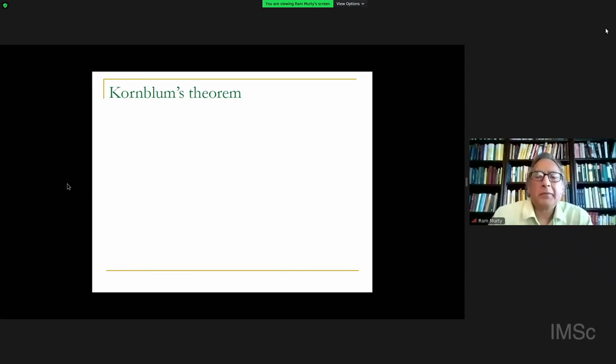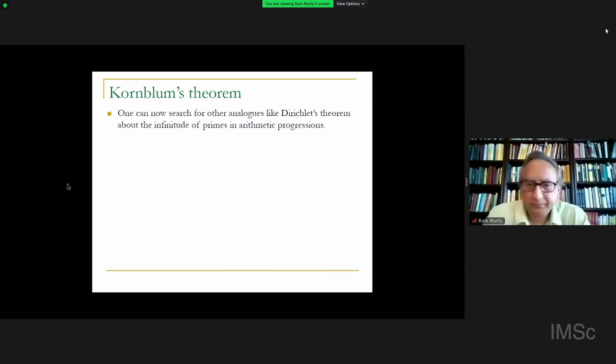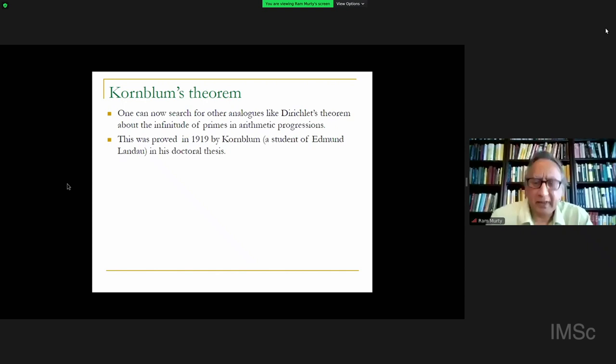So now that we have set up the analogy, you can ask, well, are there function field analogs of classical theorems of prime numbers? So just like the prime number theorem has this analog, we can ask, is there an analog of Dirichlet's theorem of the infinitude of primes in arithmetic progressions? And indeed, this is a theorem, a famous theorem of Kornblum, 1919, a student of Edmund Landau. He proved it in his doctoral thesis.